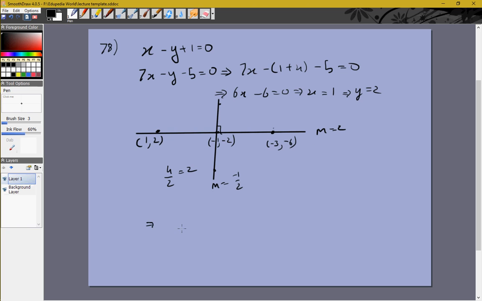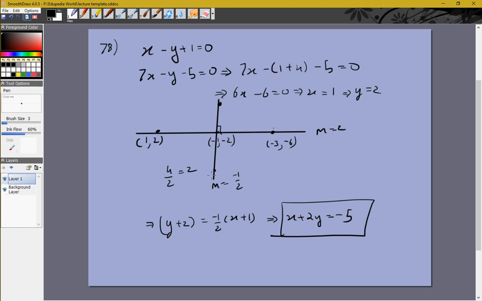Which means the equation of this line is y minus y naught, or y plus 2, equals -1 by 2 times x plus 1, which gives us x plus 2y equals, what is left is -1 and -4, so -5. So this is the equation of the line. The other two vertices obviously lie on this line, and you can put in the values to get the answer. You'll see that only point 3, which is (1/3, -8/3), satisfies this equation. So the answer is option 3.